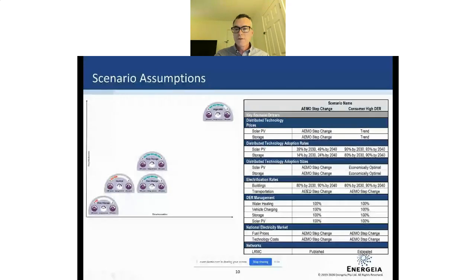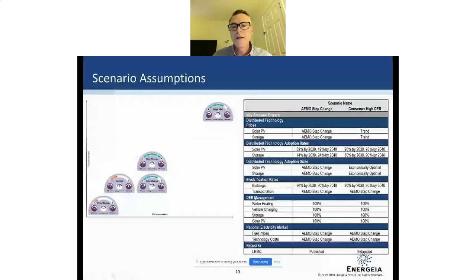In terms of electrification, this is a key assumption because the more electricity that's used by a household, the larger the PV system size needed to offset that consumption, and often the greater the peak demand as well. But we didn't want that to be a key difference between the two scenarios, so we had to make some assumptions here. For the buildings and transport, we kept AEMO step change.